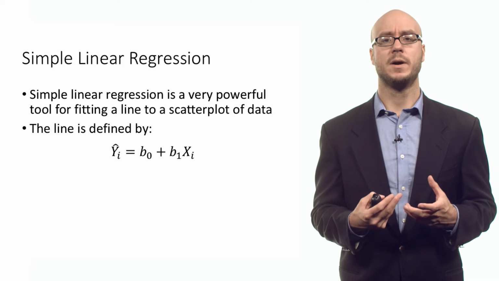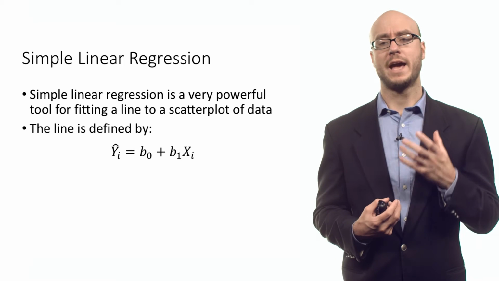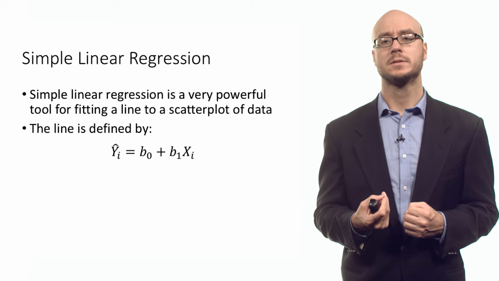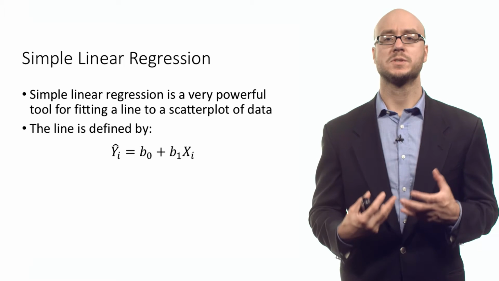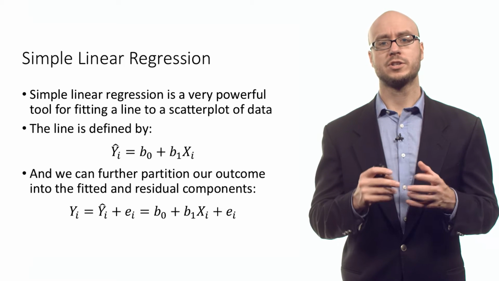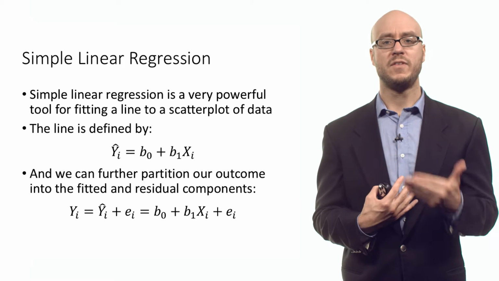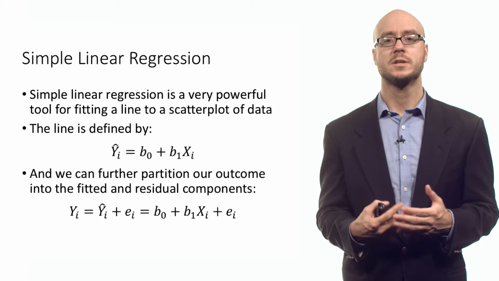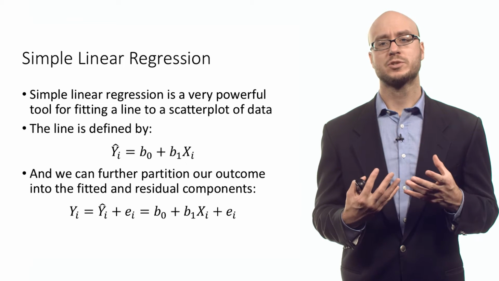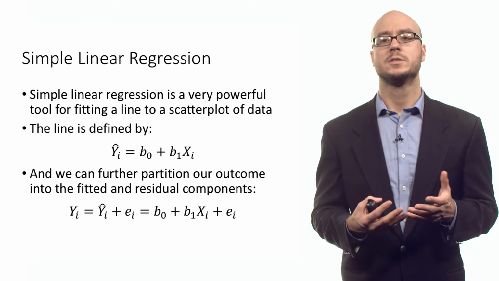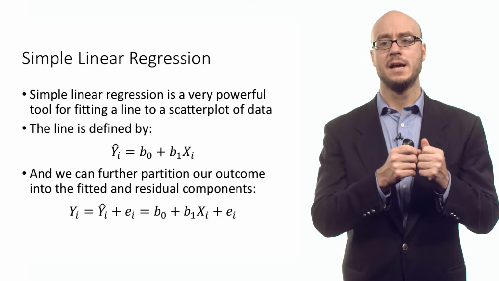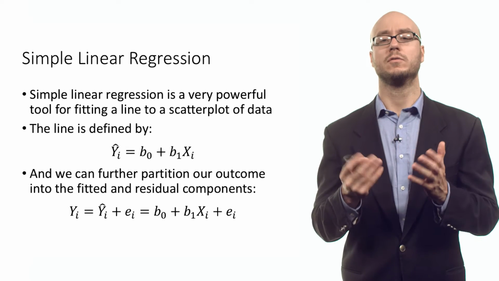And this line is defined by this equation in which we have our fitted or predicted values of our outcome equal to an intercept plus a slope times the raw values of our input or predictor variable, or x variable. And we can further partition our outcome into what we call the fitted and residual or error components. So the fitted part or predicted part is described by our line, and then the residual or error part is just whatever's left over. So we can say that we have that part of the outcome which is described by our line, and that part of the outcome which is residual, it's left over.